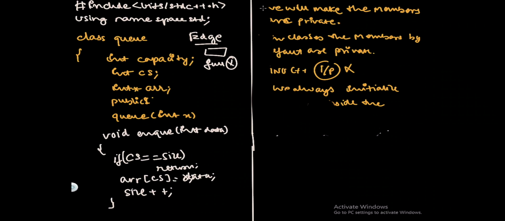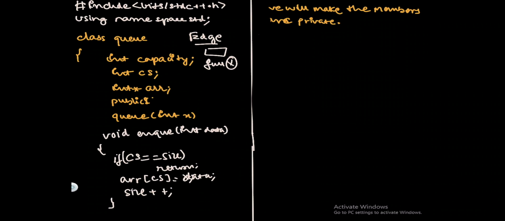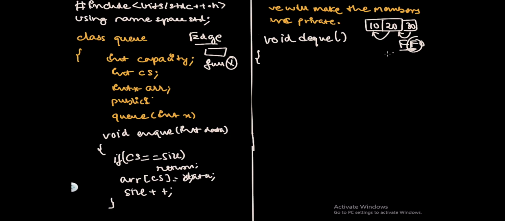Now let us implement the deleting function, which is the dequeue function. So I have void dequeue. I want to delete an element from the queue. Now try to think of this way of deleting. We are using the naive approach. We have to just push the elements over here. We are following the FIFO manner.